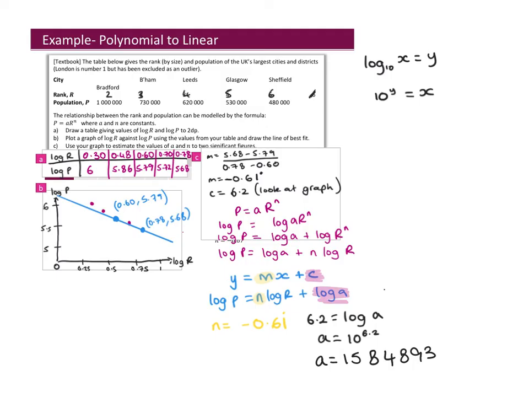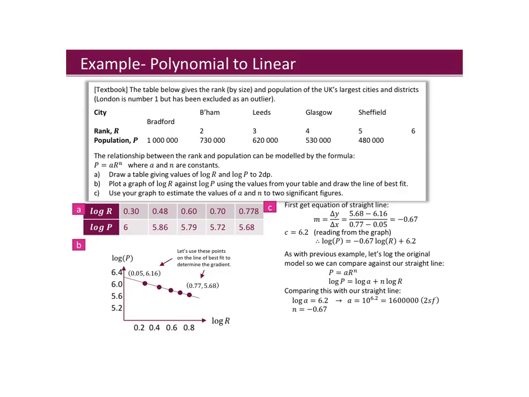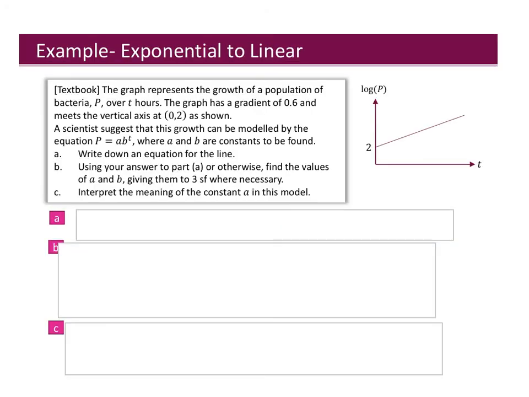1584,893 point something. Okay, two significant figures, that's 16... 1, 2, 3, 4, 5. There we go. So there's our final answer. So exponential to linear, slightly different, but same. Okay, same but different. Yeah?